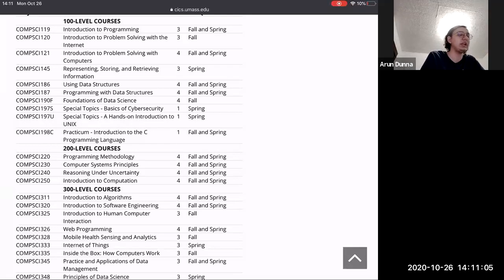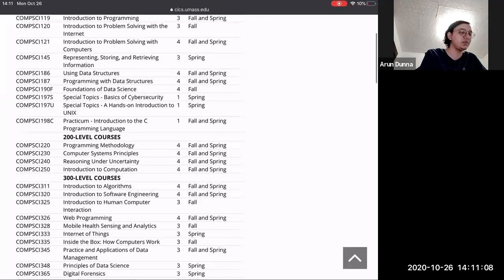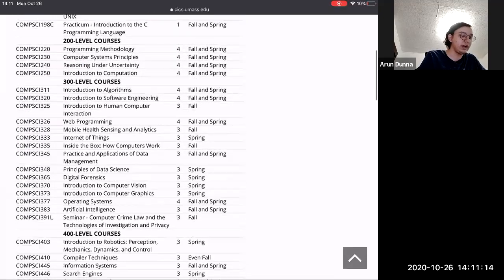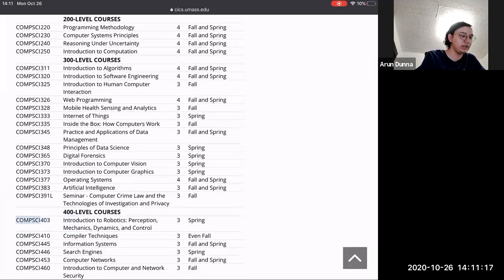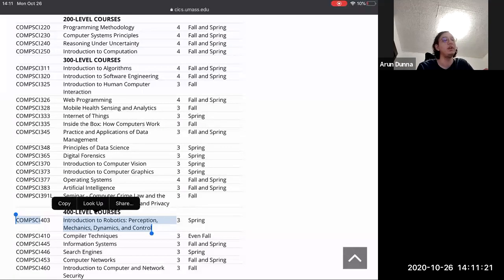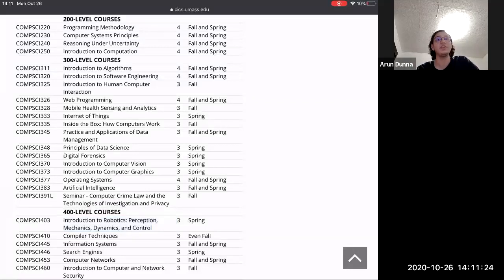For that, you would be looking into computer systems principles, CS 230 first, and then you would probably go into the introduction to robotics course, which is about perception, mechanics, dynamics, and control. With whatever you take here, you want to make sure the science you take is physics based. That's probably a good idea. You might want to look at the inside of the box: how do computers work? Or maybe you look into mobile health sensing and analytics, where you look at how sensors work.